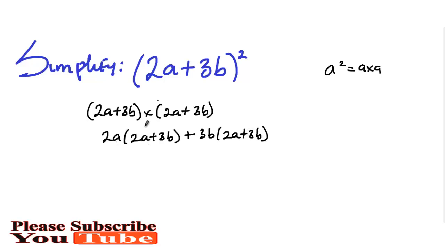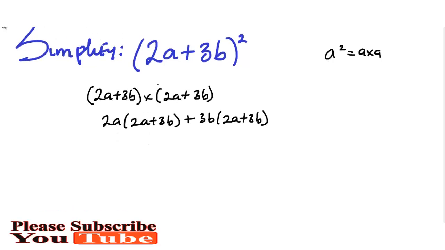Okay, so 2a times 2a, that will give us 4a squared. 2a times 3b, 2 times 3, that is 6, then a times b, that is ab. Then plus 3b times 2a, that is 6ab. Somebody will say 6ba. Yeah, well, they're still the same, all right? Then plus 3b times 3b, that is plus 9b squared, okay?